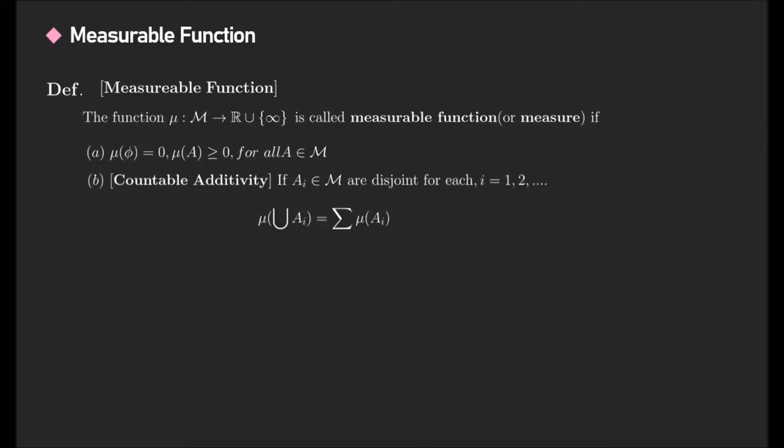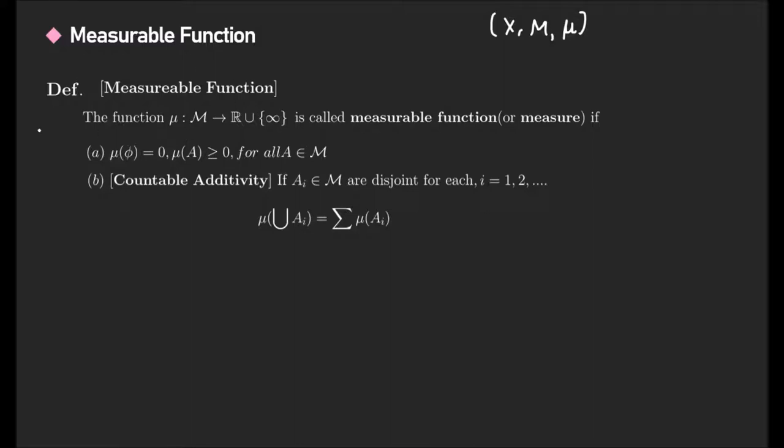Now let's change our topic from sigma algebra to measurable function. In the previous slide, we studied sigma algebra. X and mu form a measurable space, and one of the most important things in a measure space is the sigma algebra, and another is the measurable function. Literally, a measurable function measures something, but a special condition is required. Let's see the definition of the measurable function.